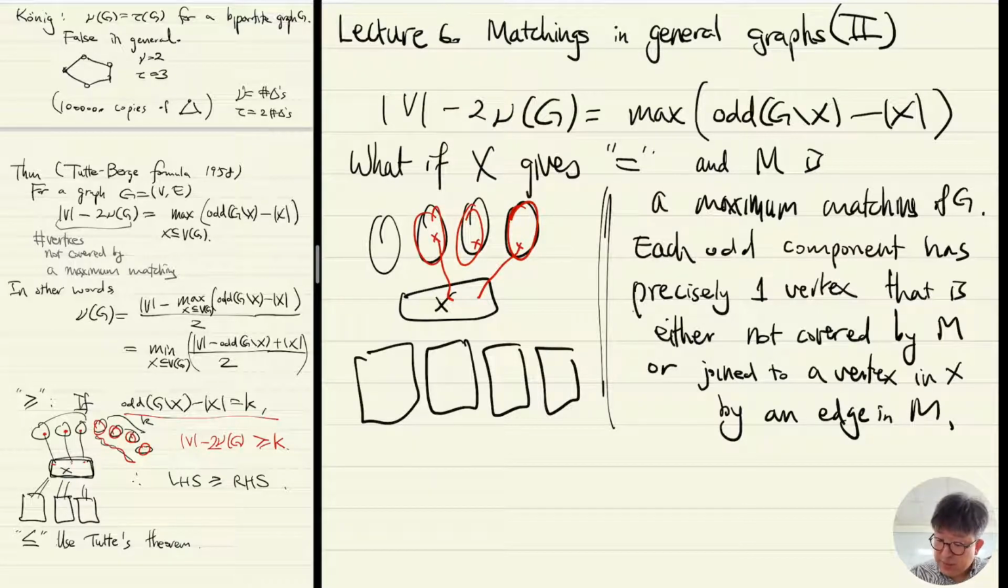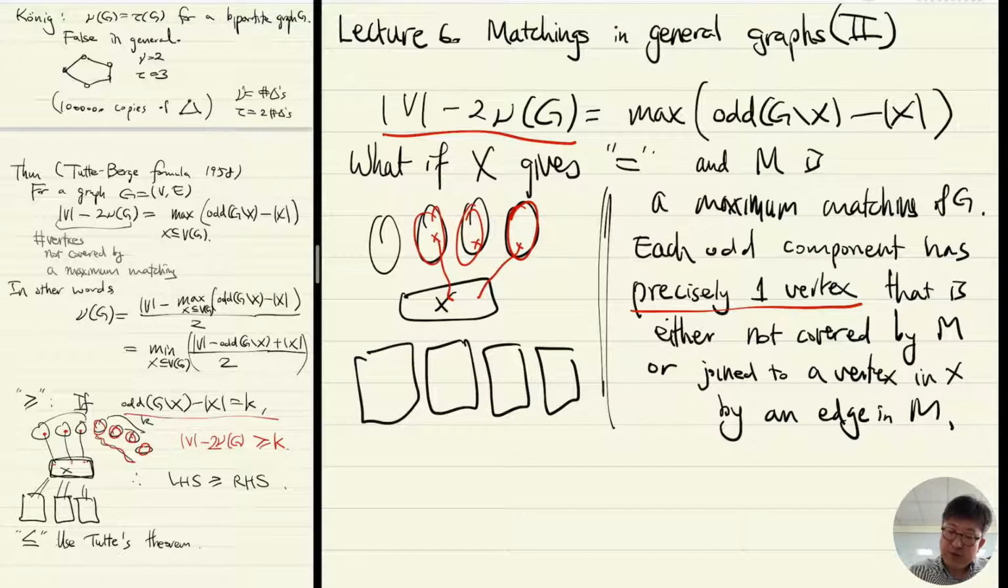And what's important is precisely one vertex, because if you do have more than one vertex, then you will have more vertices not covered by maximum matching. That means it's not a maximum matching. All right. So I knew already that whenever I have equality, then a maximum matching cannot cover, but in each odd component there is one vertex that is not covered by a maximum matching or joined to a vertex in X.